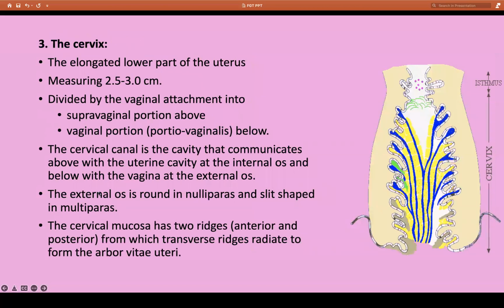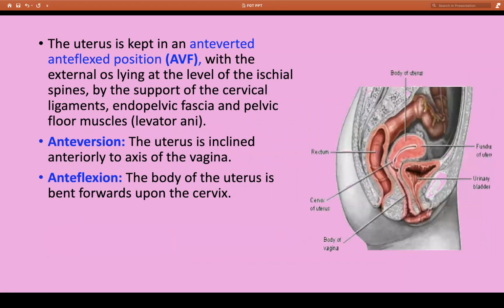Cervix, again, is the 2 to 3 centimeter elongated lower part of the uterus. The cervical canal is a cavity that communicates above with the uterine cavity at the internal os. The cervical mucosa has 2 ridges. The uterus is kept anteverted by certain ligaments. Anteversion is when the uterus is inclined anteriorly, and anteflexion is when the body of the uterus flexes forward over the cervix.